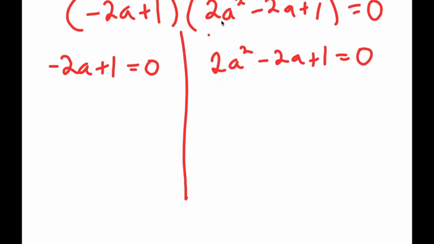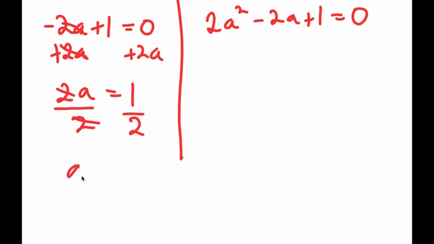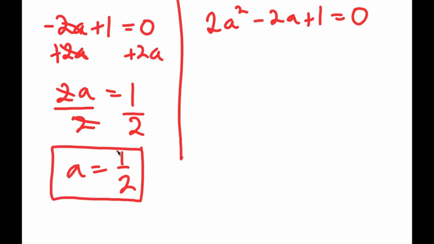For negative 2a plus 1 equals 0, all I have to do is add 2a on both sides, and I get 2a is equal to 1. Now, if I divide both sides by 2, these two cancel out, and I get a is equal to 1/2. So this is one solution for a.